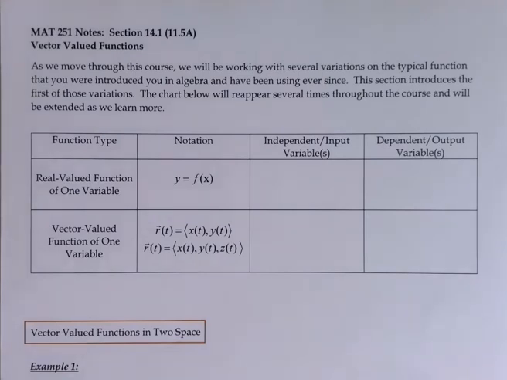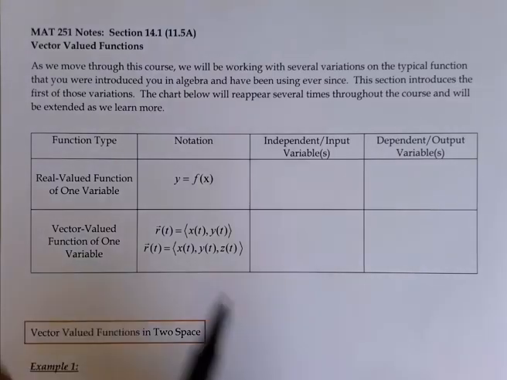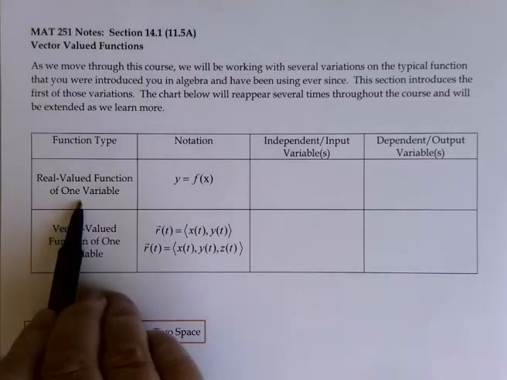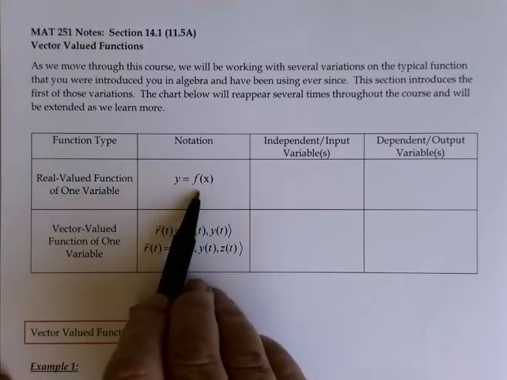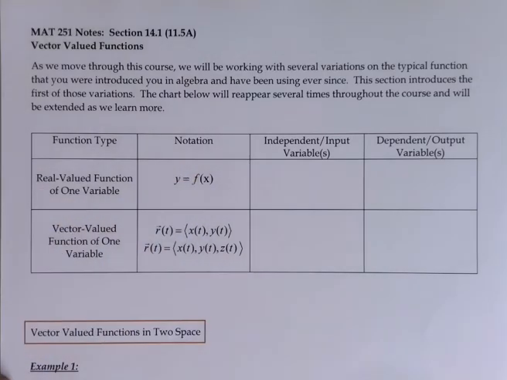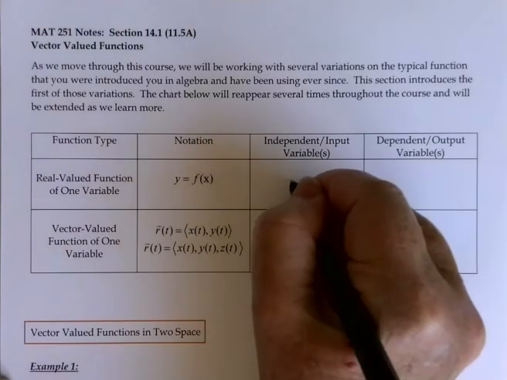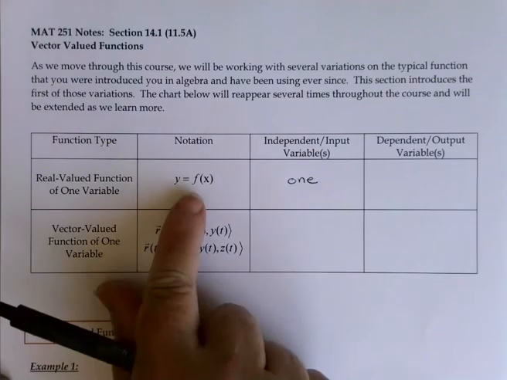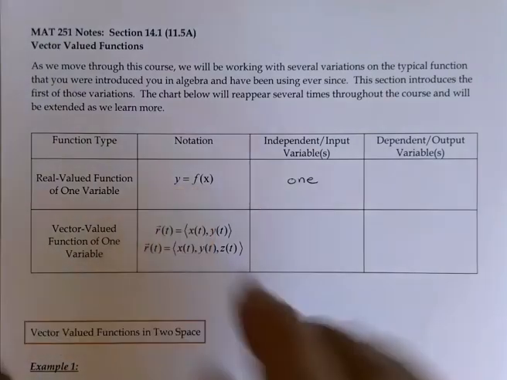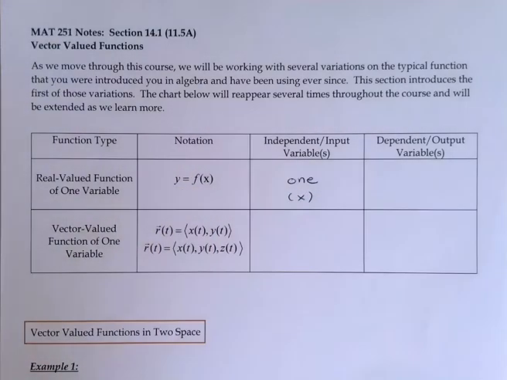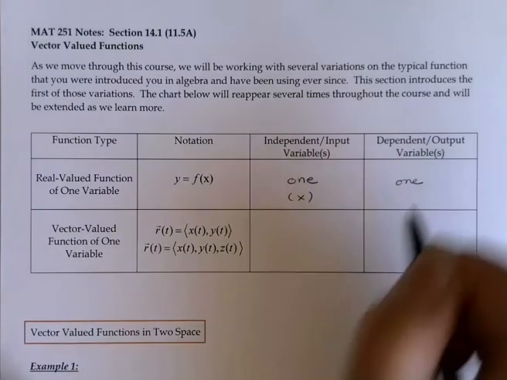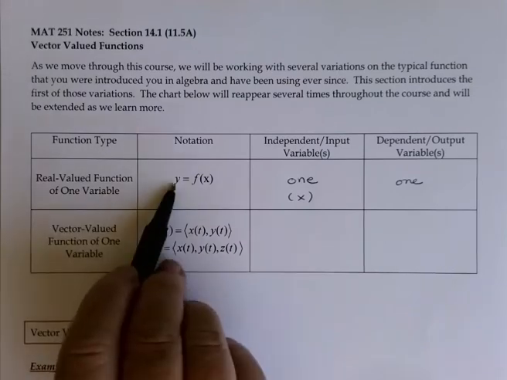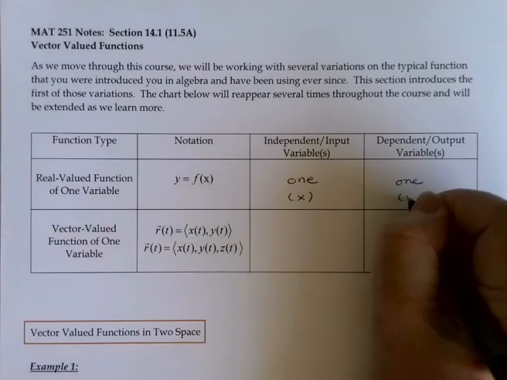Up until this point in your mathematical careers, the only type of function you've probably had to deal with is a real valued function of one variable, typically written in some kind of form like y equals f of x. As far as independent or input variables, there's just one, right? If it's written like this, the input variable is x, so typically x, but of course we can use any letter, and just one dependent or output variable, again typically y in a case like this, but could be any letter.